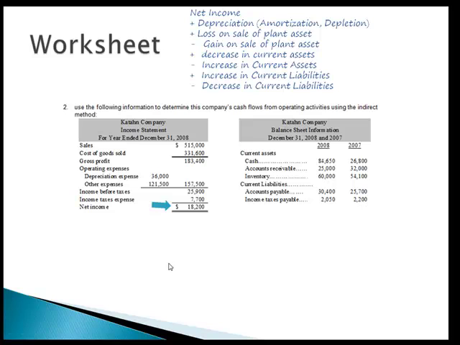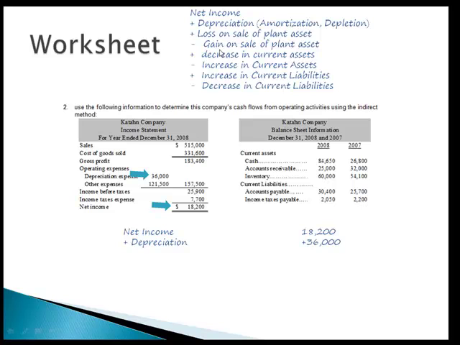Alright, so we start with looking for net income. Net income is found on the income statement. So net income is $18,200. Then we're going to add back any depreciation. Do you see any depreciation? Okay, also found on the income statement, depreciation is $36,000. So we're going to add that back in.